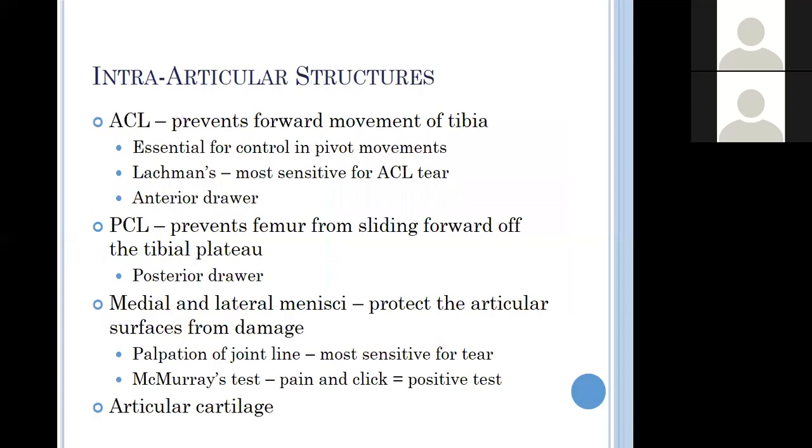So again, intra-articular structures: ACL, PCL, medial and lateral menisci, and articular cartilage. And so these issues are going to cause that knee effusion. And you can kind of read most of that stuff. But for medial and lateral menisci, the palpation is the most sensitive. So really press on that joint line. Use quite a bit of force when you're pressing, and that's going to be your most sensitive test.